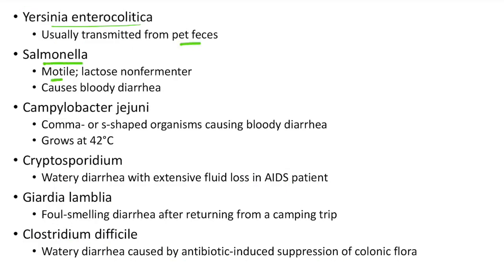Salmonella is a motile organism. It is lactose non-fermenter. It also causes bloody diarrhea. Now let us see about Campylobacter jejuni. It is a comma or S-shaped organism causing bloody diarrhea. It grows at 42 degrees Celsius.